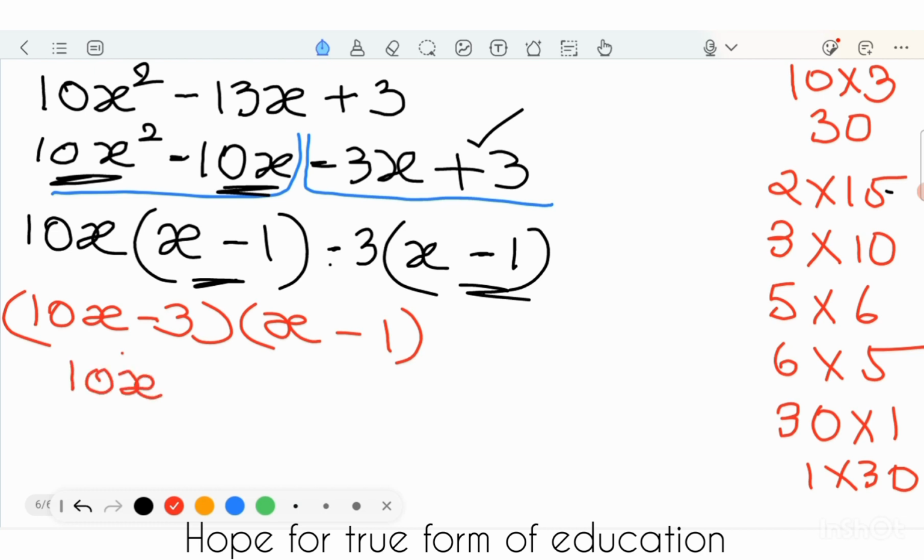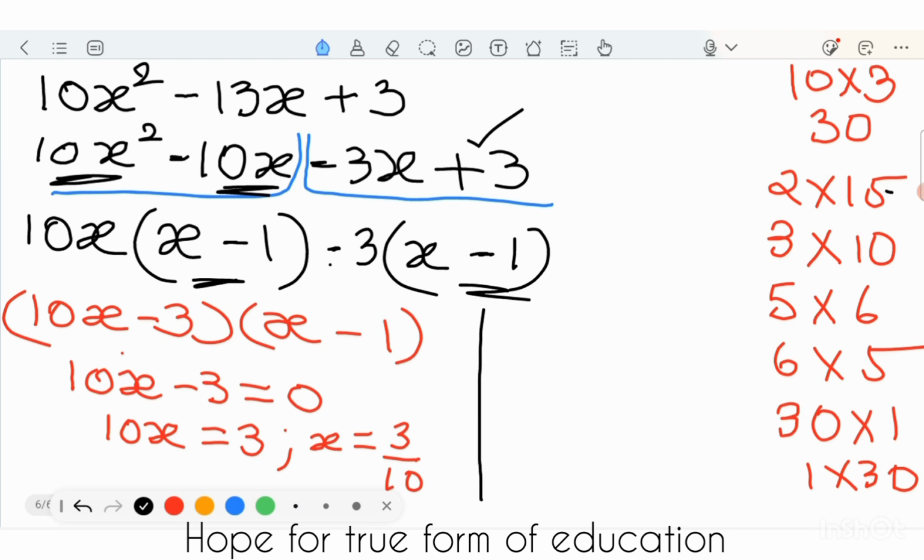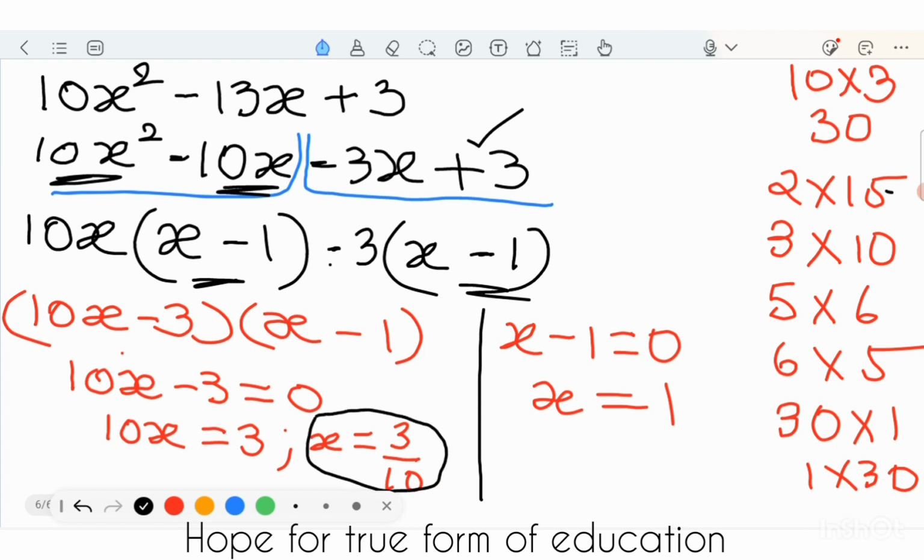10x minus 3 is equal to 0, and 10x is equal to 3. X will be equal to 3 by 10. Yes or no? The second case, x minus 1 is equal to 0, x is equal to 1. Okay, done? Yeah. So these are the roots of the equation.